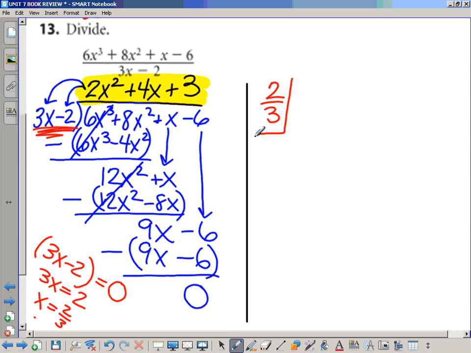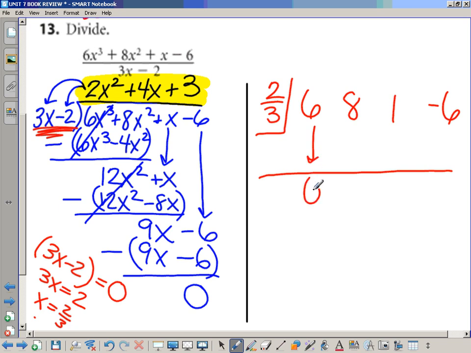The root goes into the synthetic division as is. You don't have to use the opposite or anything like that. You would divide 2/3 into the coefficients from the numerator: 6, 8, 1, and negative 6. And you're ready. Drop the 6, multiply. 2/3 of 6 is 4. Add. 2/3 of 12 is 8. Add. 2/3 of 9, 6. Add. 0. Happy. All right?